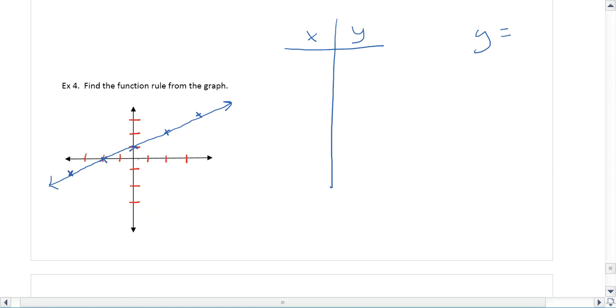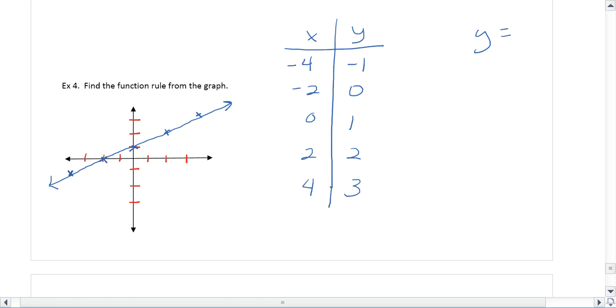Now, I don't know if I did a good job of making this clear, but let's pull some points off. At -4, we're down here at -1. So I'm going to put that into my table. Over here at -2, we're at 0. At 0, we're up here at +1. At 2, we're up here at 2. And then at 4, we're up here at 3.